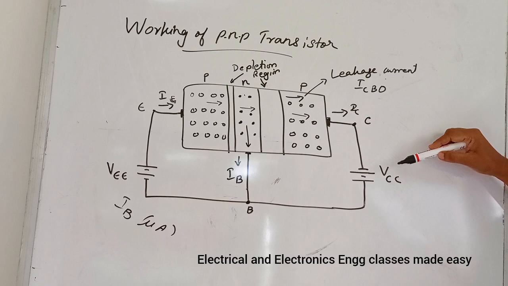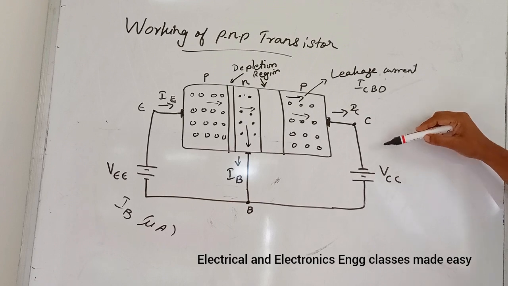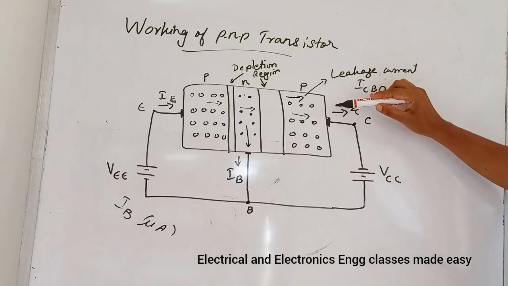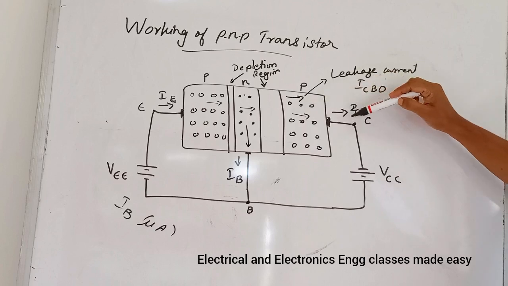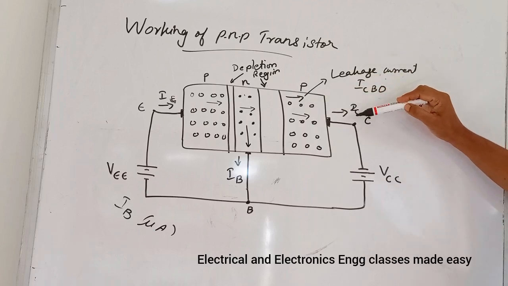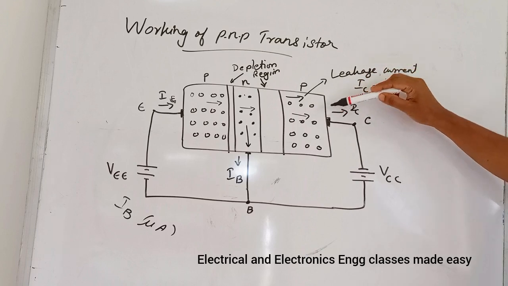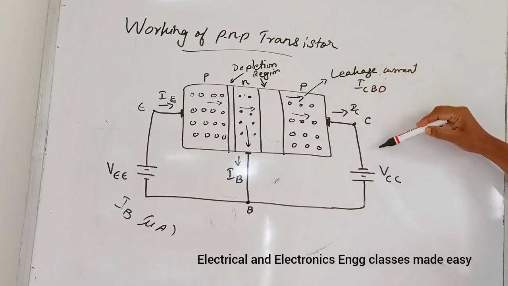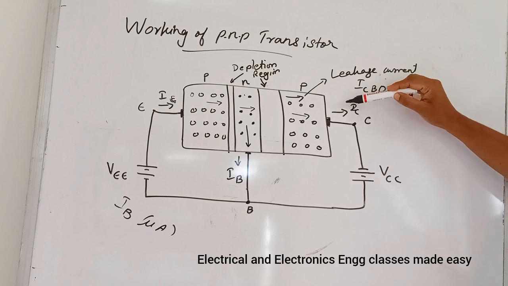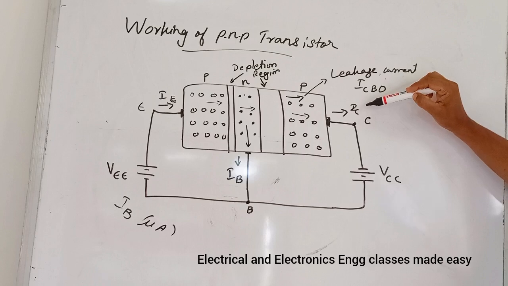The potential VCC in the right hand section is such that the carriers reaching that section get easily attracted and a current starts flowing. So these holes are attracted towards this. So a current starts flowing and this current is called collector current IC.